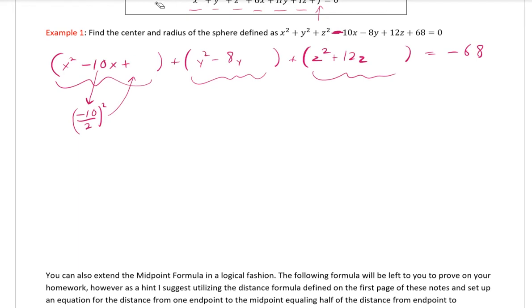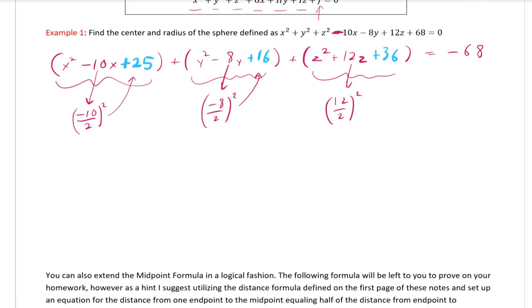I'll write those in blue. I'm going to take negative 8, halve that, and square it. And I'm going to put that here. That'll make negative 4 squared, which is plus 16. And then I'm going to take 12, halve that, and square it. So that's going to be 36 right there.